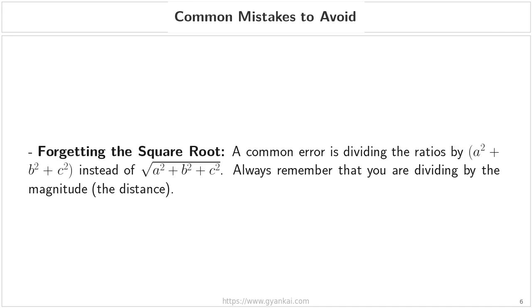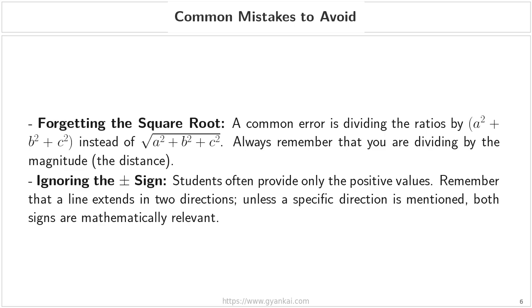First, let's talk about forgetting the square root. This is perhaps the most frequent mistake I see. When you are performing the division, do not simply divide the ratios by the sum of the squares, which is a squared plus b squared plus c squared. Instead, you must divide by the square root of that sum. Always remind yourself that you are dividing by the magnitude or the length of the vector. If you skip the square root, your direction cosines won't satisfy the fundamental property we discussed earlier.